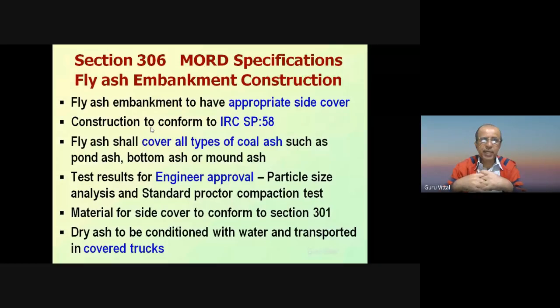As per the MORD specification, what are the highlights and important points for fly ash embankments to have appropriate side cover? Okay, that I have already told you. Fly ash shall cover all types of coal ashes. Test results for the engineer's approval: particle size analysis and standard Proctor compaction test. This is for the rural road, MORD specification, so that is why the standard Proctor compaction has come. Otherwise, for highway works, we go for the modified Proctor compaction. Material for the side cover is to conform to Section 301, that is normal soil which can be used for embankment construction. It can be used in the fly ash embankment also as a cover material.